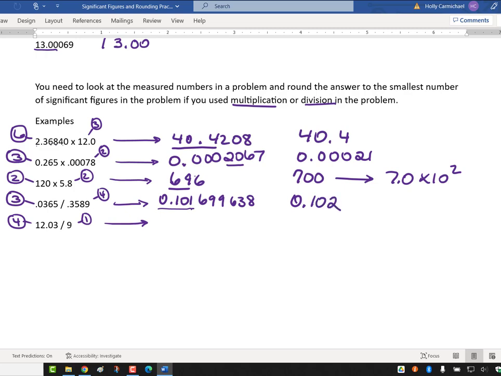Last one, 12.03 divided by 9, and I get 1.33666667. Okay, all the way across. Looking at my answers though, 4 significant figures and 1. So the next number is a 3, so this would just be a 1 as an answer.